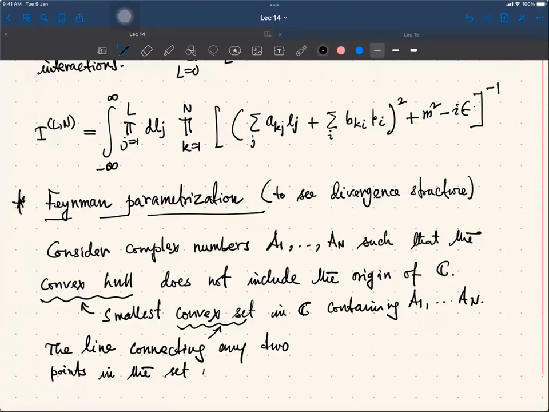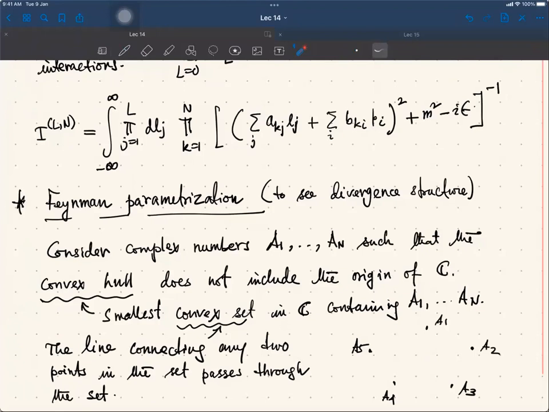The set passes through the set. It's a simple thing if you just picturize it. So suppose I have 5 points A1, A2, A3, A4, A5. Then I have to find the convex hull of this, so that it's a convex set.